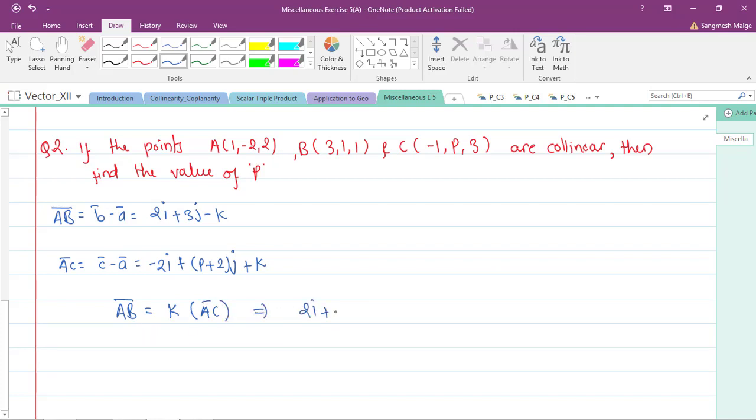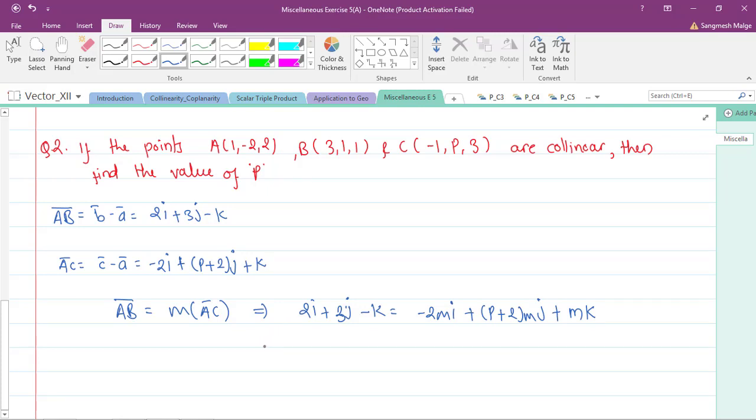So it is 2i plus 3j minus k, equal to minus 2ki plus pj plus 2kj plus... Okay, instead of k we will take something different, because this k is getting confused with the k unit vector. So let's take m. Let me erase this k here, this k here, and this k here. So we'll have m, and this is m into k.